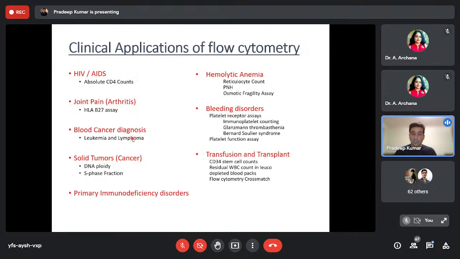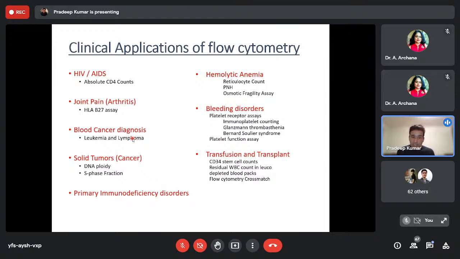Clinical applications of flow cytometry include absolute CD4 counts in HIV or AIDS patients, and also arthritis. You can diagnose arthritis, joint pain, through flow cytometry. It's called the HLA-B27 assay. A major application used in clinical settings is blood cancer diagnosis: all the leukemias and lymphomas, whether it is acute leukemia or chronic leukemia, and what stage of the leukemia it is. So different marker panels are used to diagnose this.